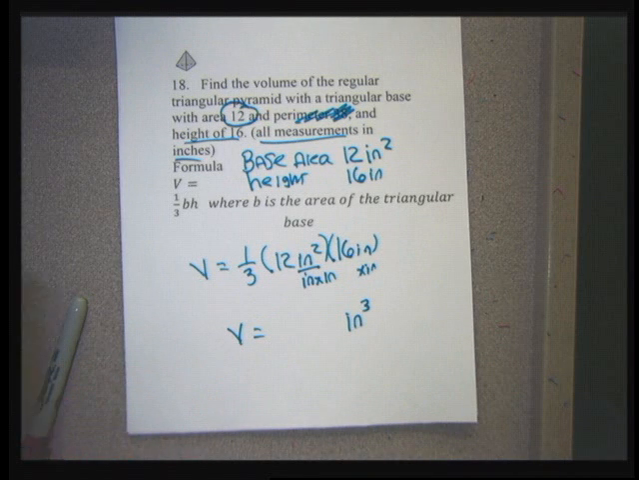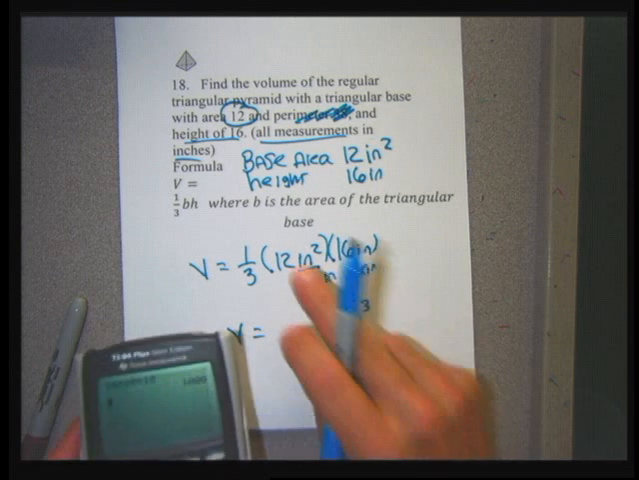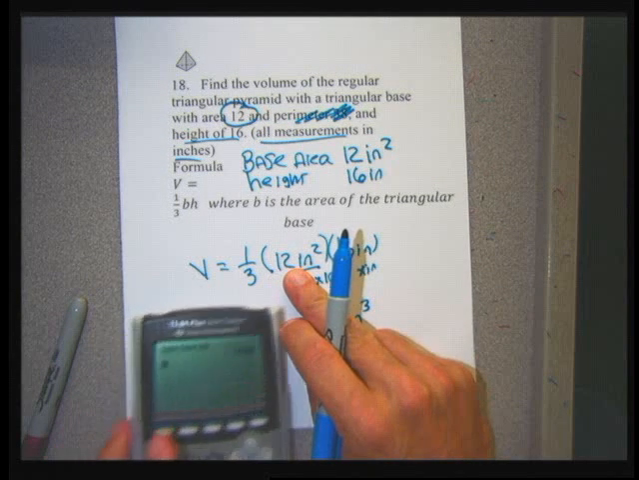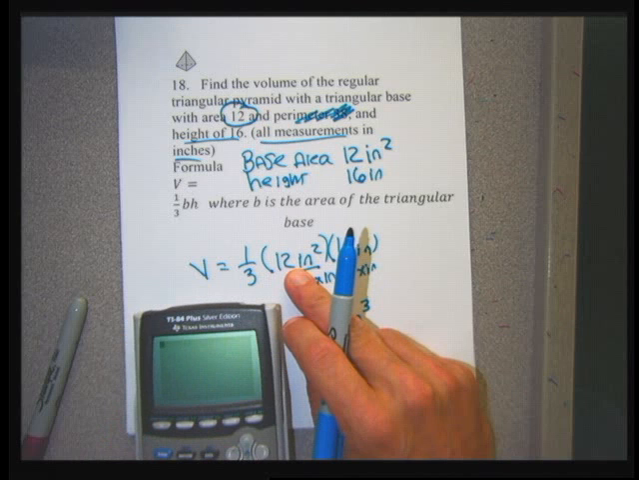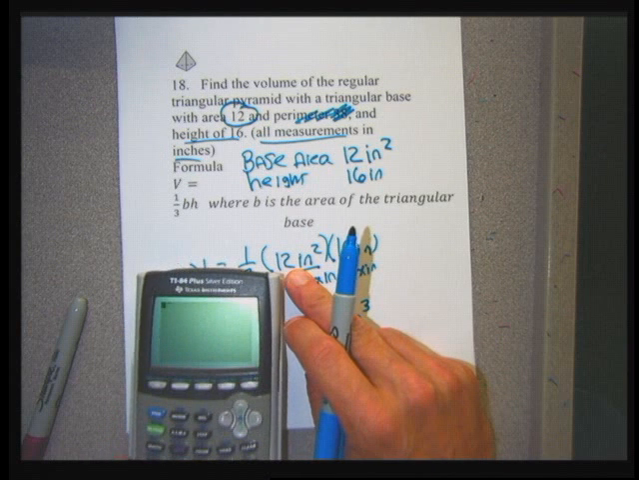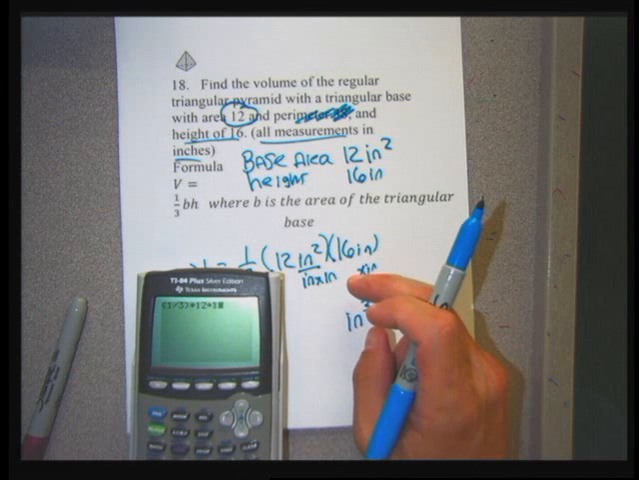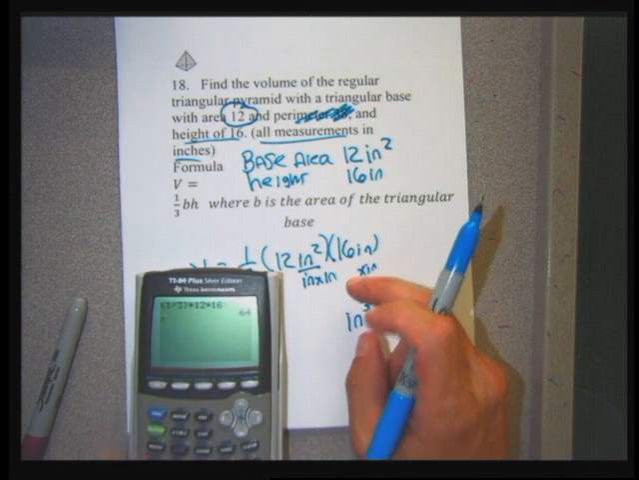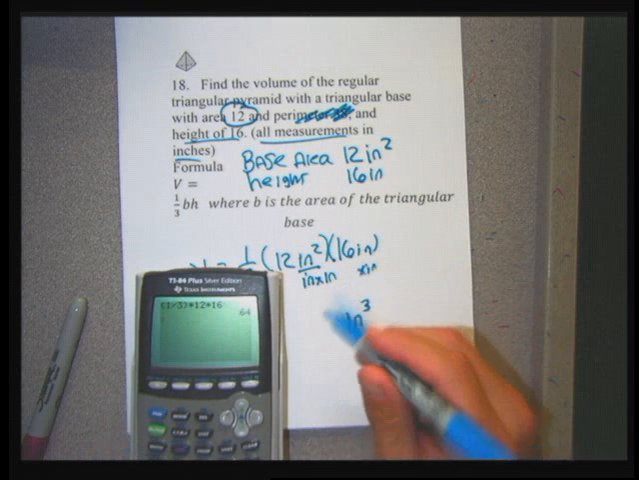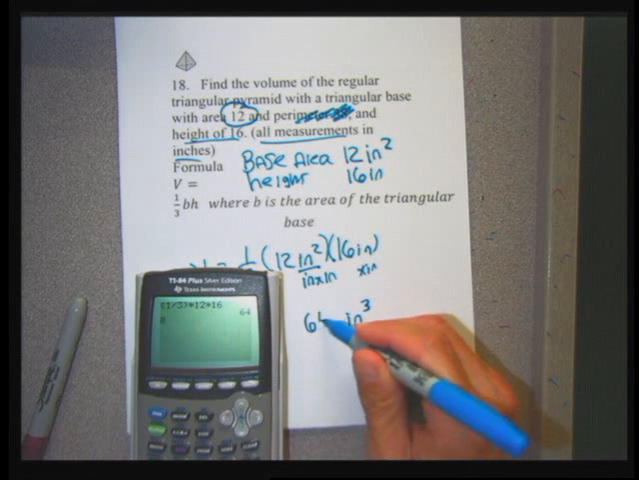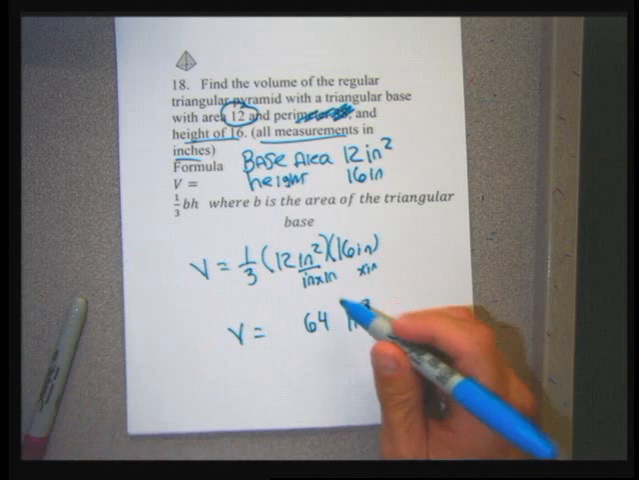And now I'm going to multiply these numbers out. Notice I just put the 12 in. I didn't go 12 times anything, because that is the whole area done for me. So on my calculator, I'm going to go parentheses 1 divided by 3 times 12 times 16, and I'm going to get 64. So the volume of this particular pyramid is 64 cubic inches.